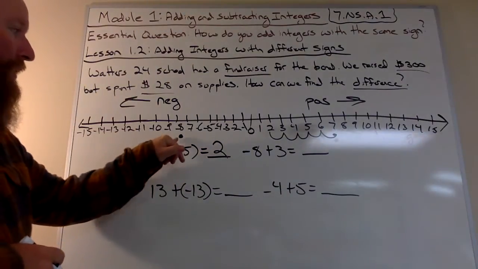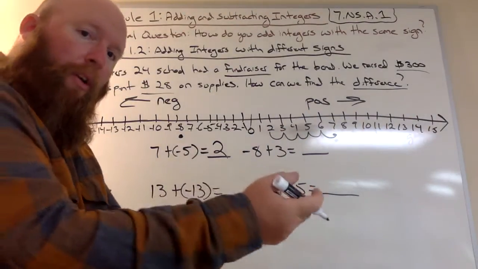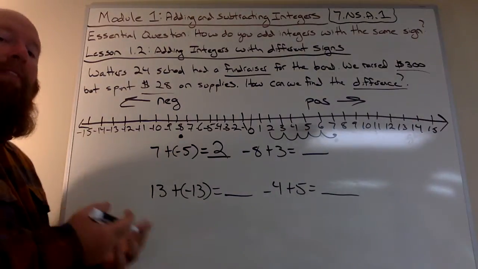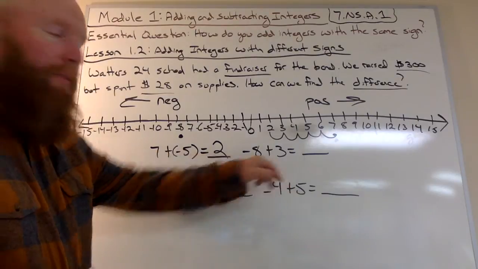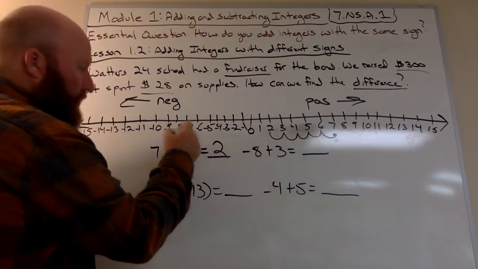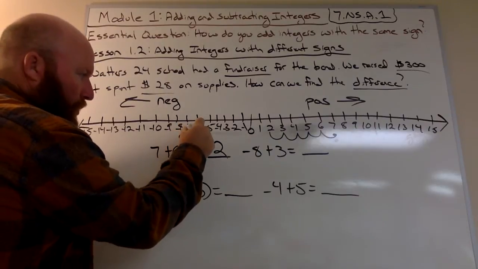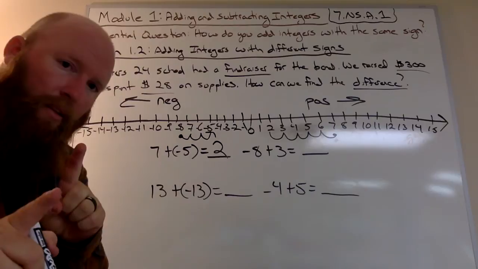So from that -8, which way are you going 3 times? Are you going to the right 3 times? Or are you going to the left 3 times? And everyone should be saying to themselves, you should be going to the right, because the sign in front of the 3 means that it's a positive. So from this -8, I'm going to the right how many times? 3. 1, 2, 3. Perfect. So the answer is a -5.